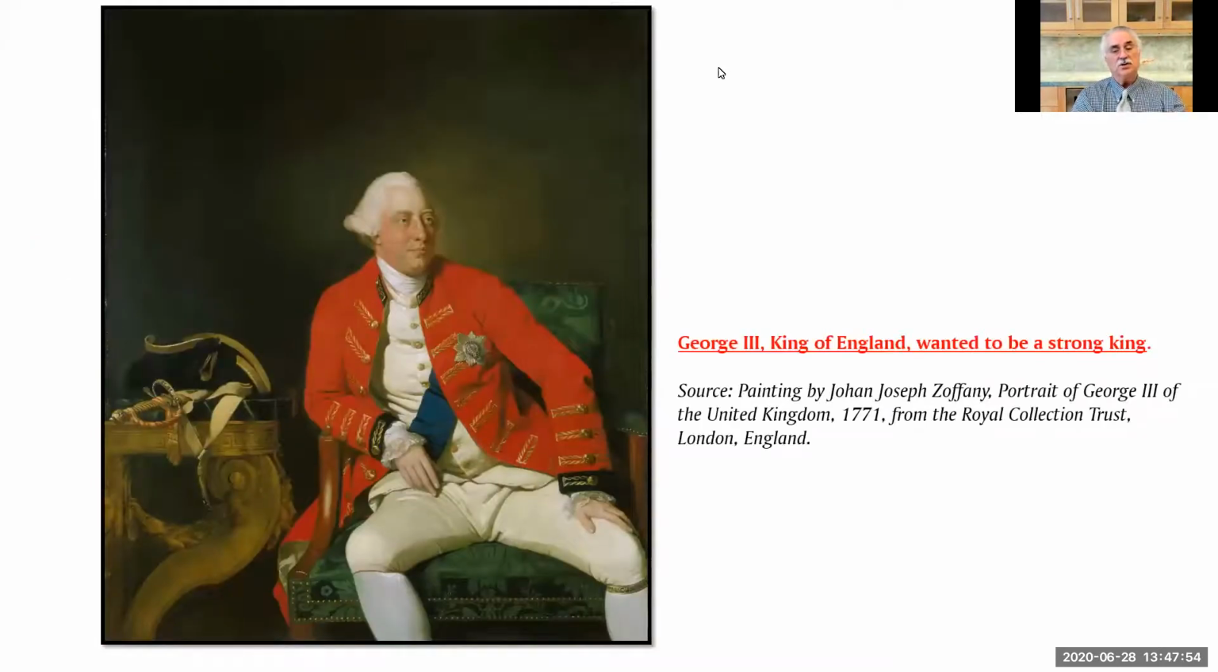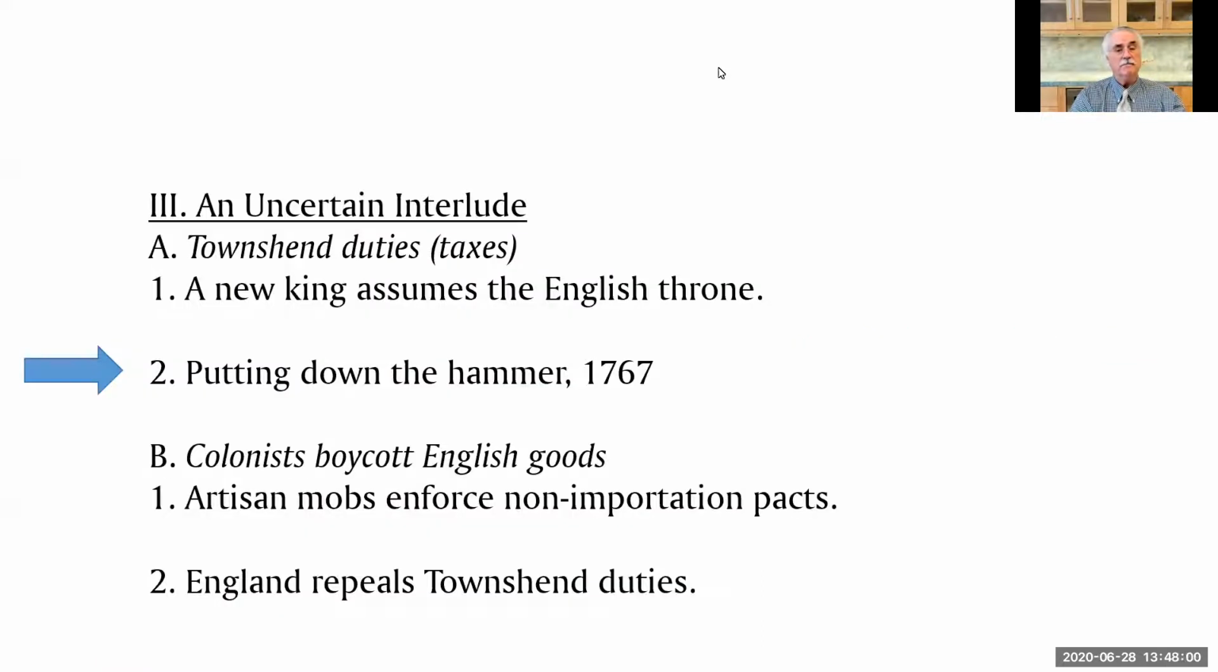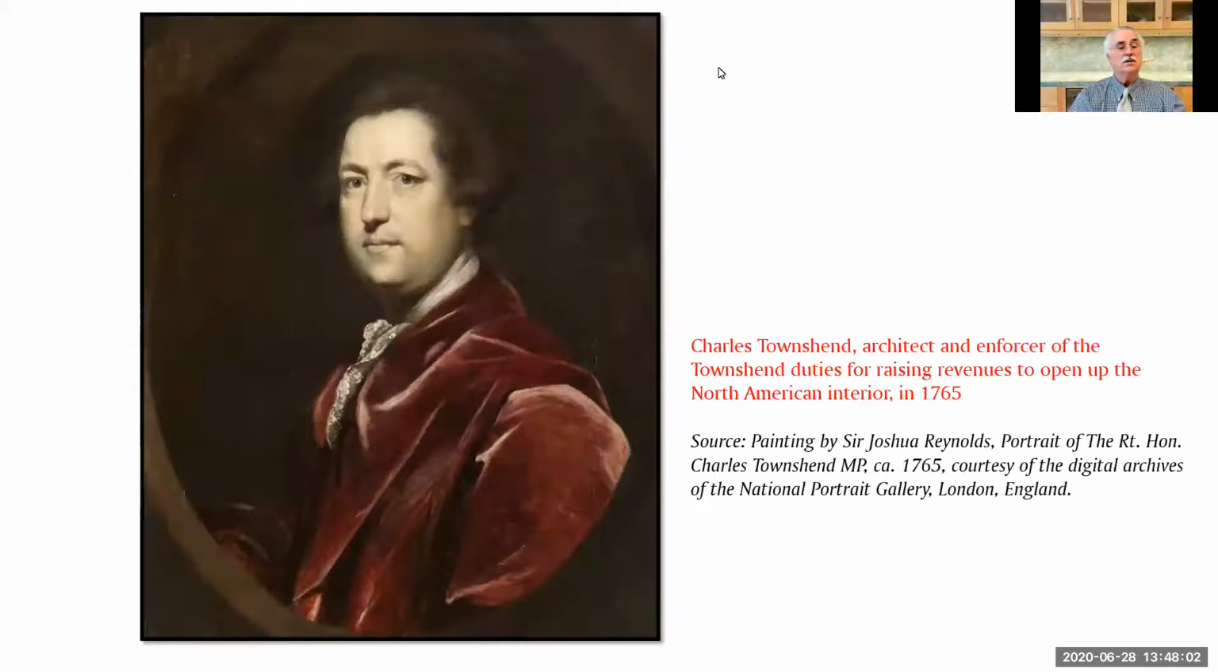This is King George III of England, who very much wanted to be a strong king. This is Charles Townshend, Lord Townshend, the architect and enforcer of the Townshend duties for raising revenues to open up the North American interior. This is a painting of him in 1765. Townshend was determined to do what Grenville could not do or would not do. He was going to do it.